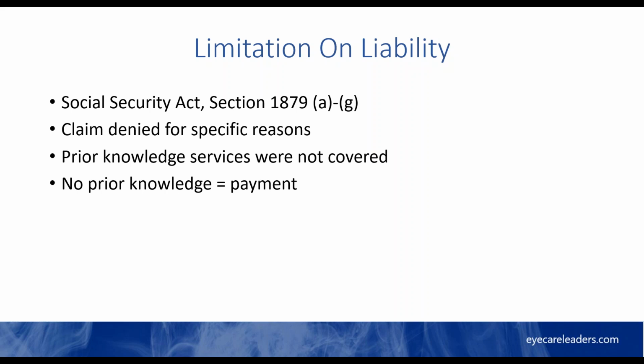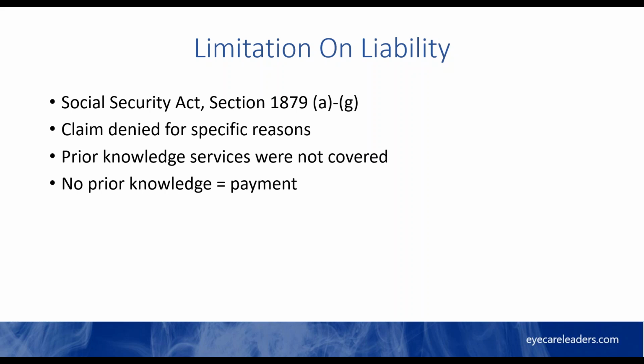Medicare payment under this limitation of liability provision is dependent upon 2 primary factors. First, the claims for the services or items furnished must have been denied for specific reasons. And second, the factor in determining if Medicare payment is made under the limitation on liability provision is whether the beneficiary and/or the provider, practitioner, physician, or other supplier knew or could reasonably have been expected to know that the items or services were not covered.